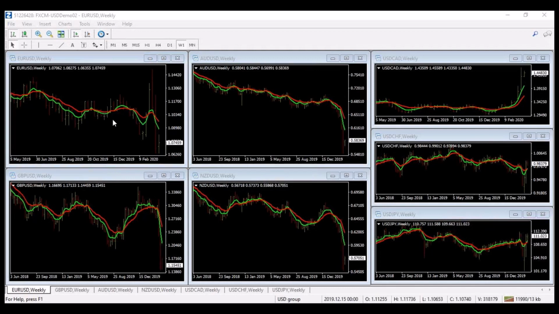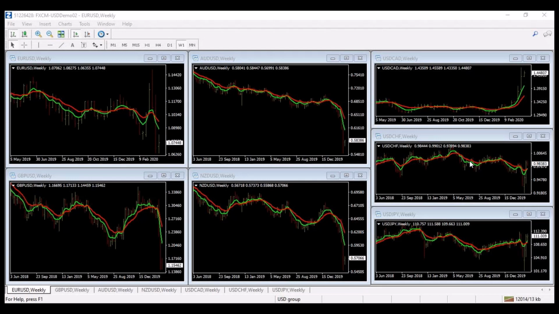Got all the W1 trends up. You can see the euro dollar going down, pound dollar going down, Aussie dollar going down, New Zealand dollar going down, and the other three, we've got the dollar CAD going up. Obviously, dollar's on the opposite side of the trade.